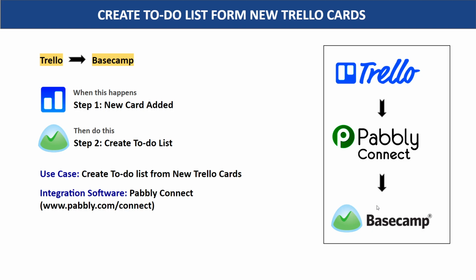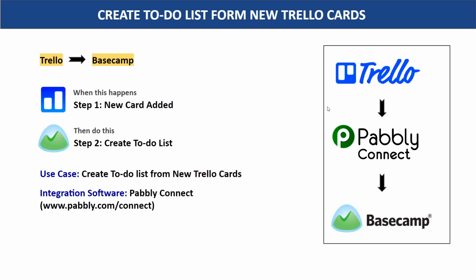So here you have two choices. The first choice is to copy all the details from the Trello card, sort it out, and manually create a to-do in Basecamp. The problem with this approach is it's very repetitive and tiresome. So I would suggest that you bring in some automation so that whenever a new card is added in Trello, a to-do list is automatically created in Basecamp.